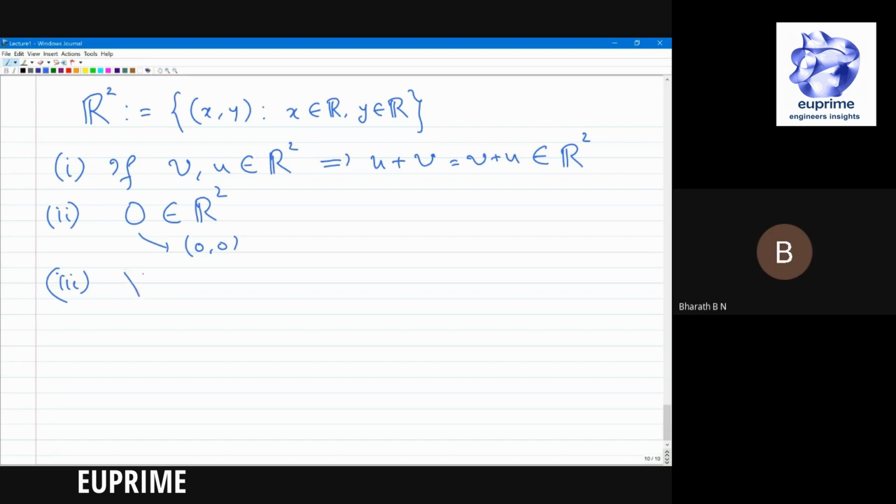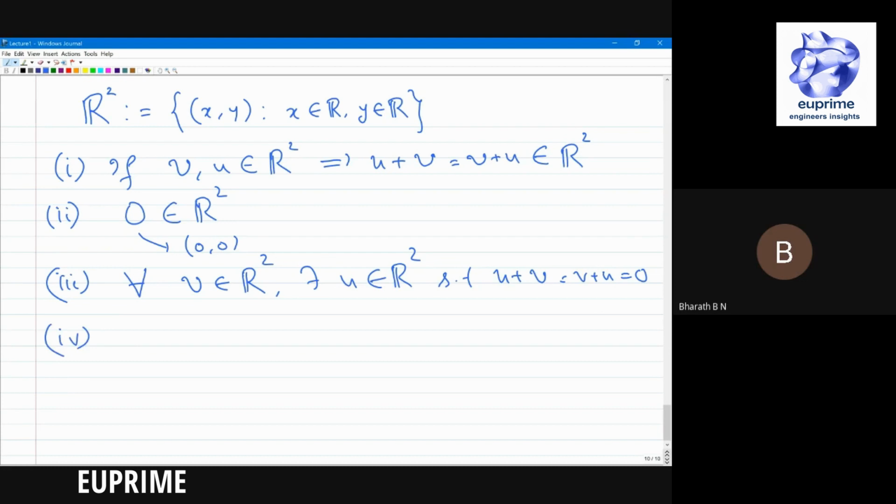So for every v in R2, there exists a u in R2 such that v plus u is 0. What do you call this u? It's the additive inverse of v, right? Minus v. That's what we call it. What is the other thing that we have about vectors?